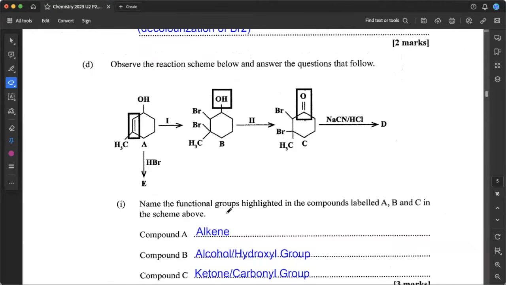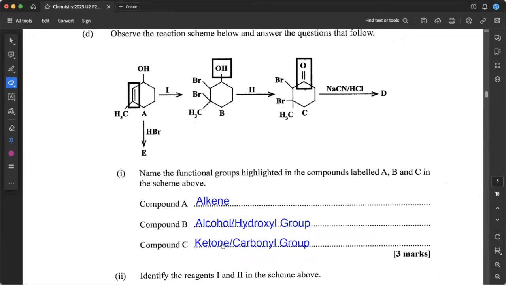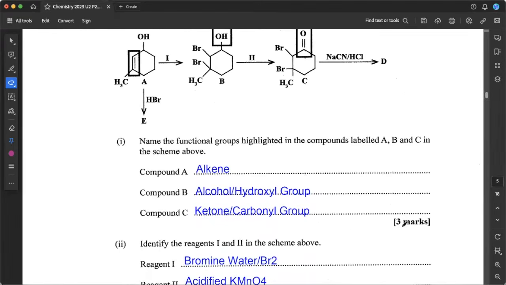It says to name the functional groups highlighted in the compounds labeled A, B, C in the scheme above. So in compound A, they have highlighted the alkene group, so we write that here. In compound B, they have highlighted the OH group, the hydroxyl group or alcohol group, and so we write that here for B, alcohol or hydroxyl group. Then for C, they've highlighted this carbonyl group here, and this carbonyl group is specific for a ketone, right? So this is a ketone here, and so we said that compound C has the ketone or carbonyl functional group in it, okay? So that's all for 3 marks here.